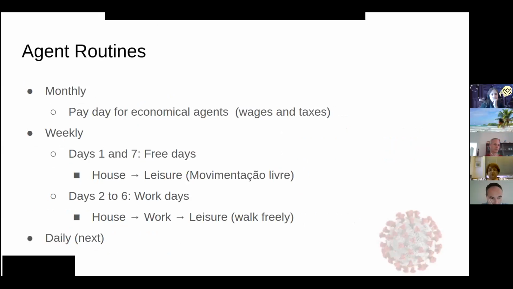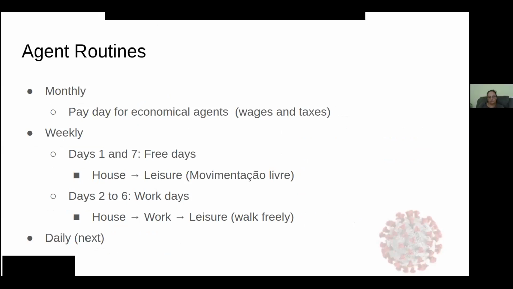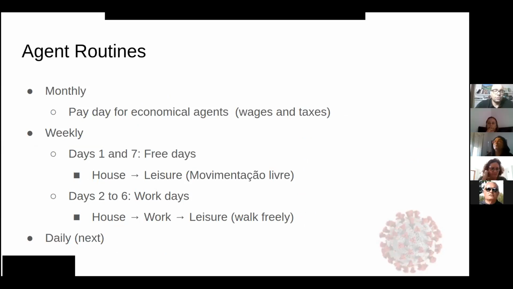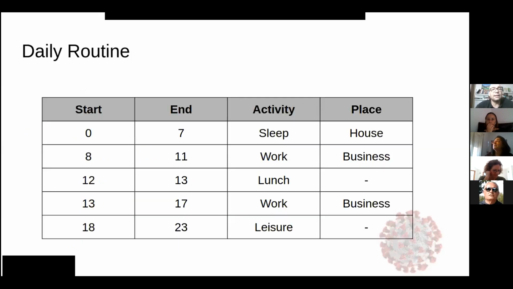The agents, any kind of agents, have routines: monthly routines for the economical agents, such as the payment day, the wages, and taxes. There are weekly routines. We have 3 days when the people stay at house or go to some leisure, doing free movement. They have work days when they stay at home, go to work, go to leisure, and then go back home. And they have daily routines according to the hour of the day. They can be sleeping at house, working at the business, having lunch freely, working back in the business, then going to leisure and to rest.